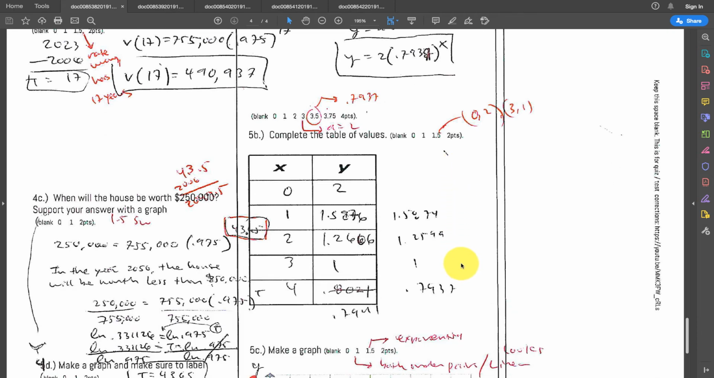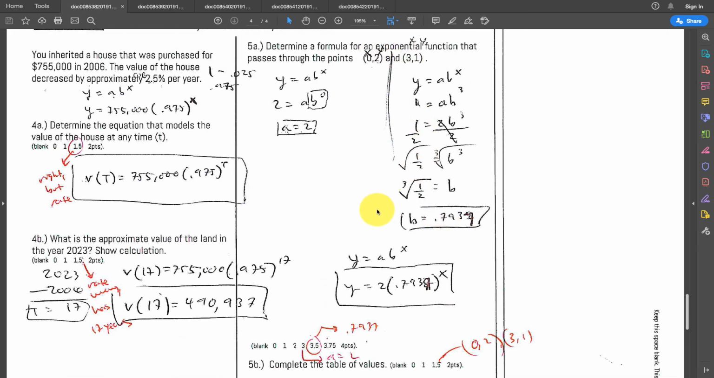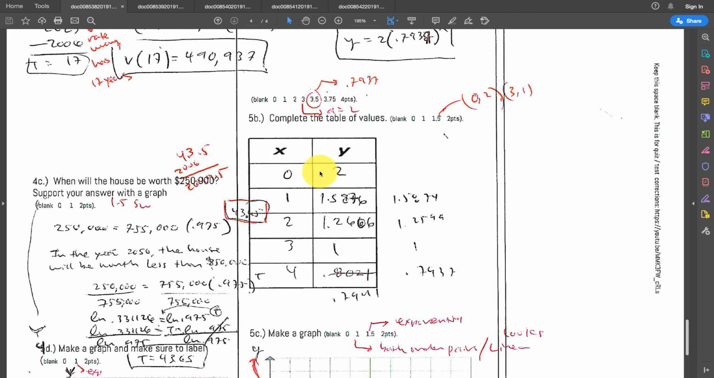Question 5b, complete the table of values. So I just use 0, 1, 2, 3, 4, and then you already have above, if you just graph these two, (0, 2) and (3, 1), I give you guys 1.5 points. And then if you got these numbers right here, 2, 1.5874, 1.2599, 1, and 0.7793.